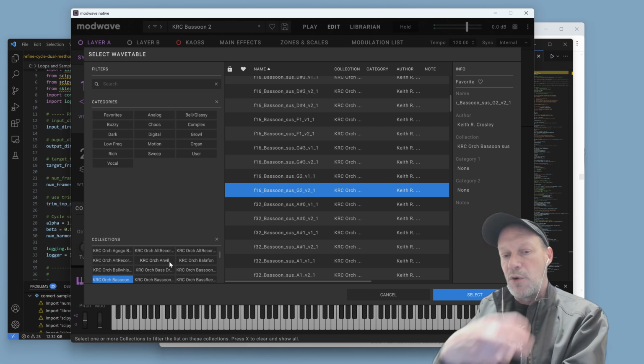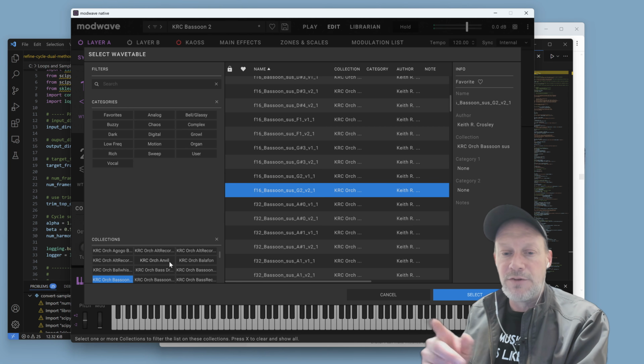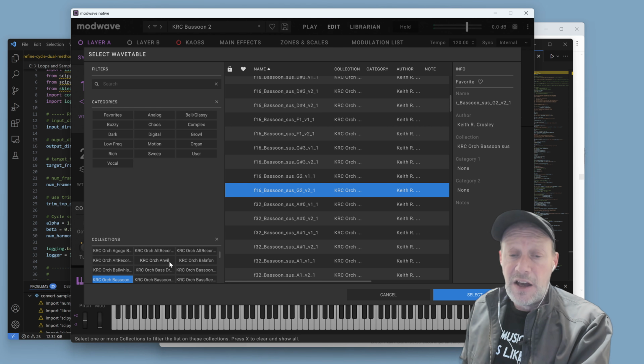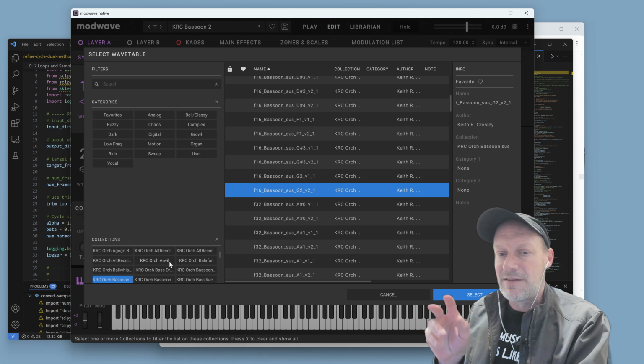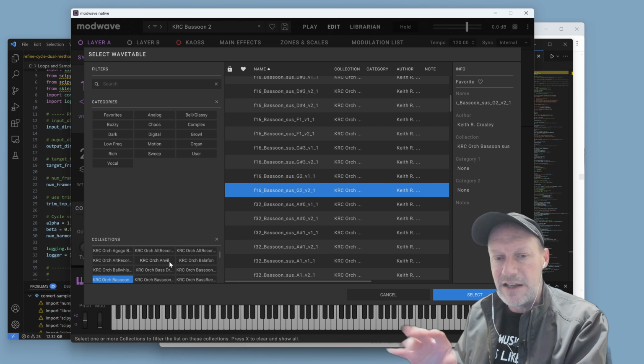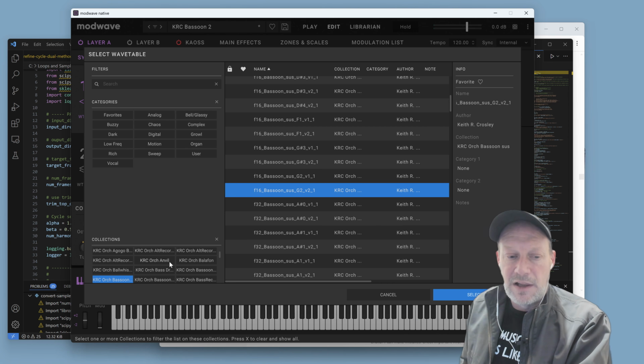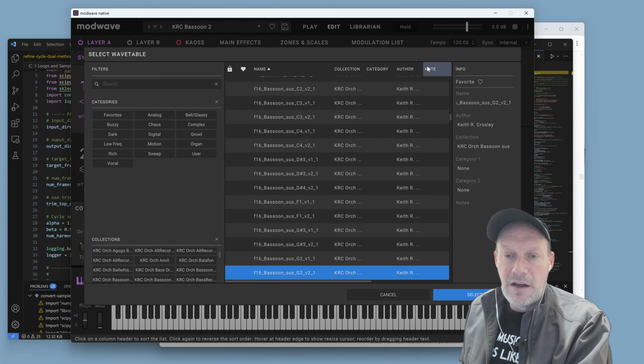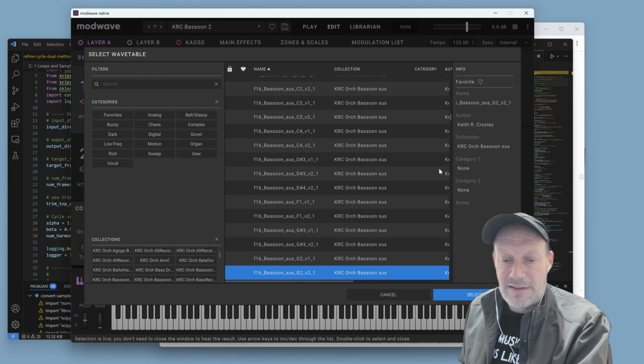And then when you import these into Korg Modwave or Korg Multipoly, it has a concept of collections. So each of the individual instruments and articulations mostly are tagged as their own collection. You can see that this is part of a collection called KRC Orc. They all begin KRC Orc for KRC Orchestra, and this is KRC Orc Bassoon Sus. So these are bassoon sustains, okay?